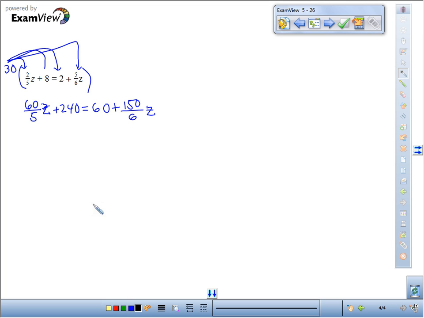Are we there so far? Okay, so what is 60 divided by 5? Let's see. 12z plus 240 equals 60 plus 150 divided by 6. Let's see, how many times does 6 fit into 15?